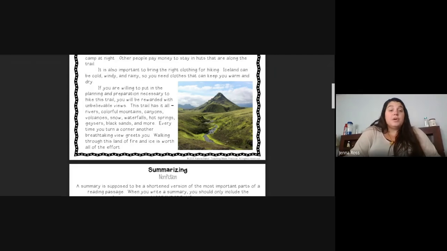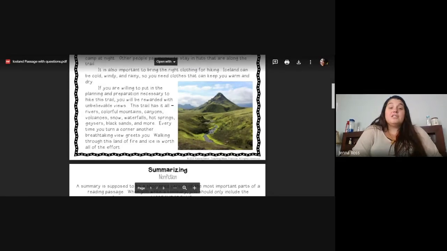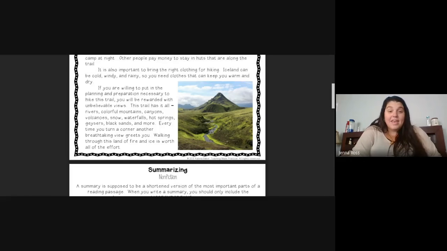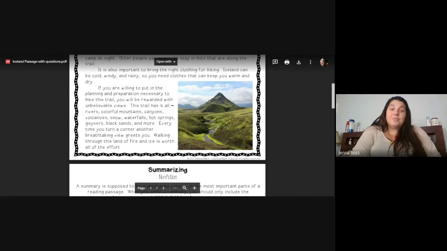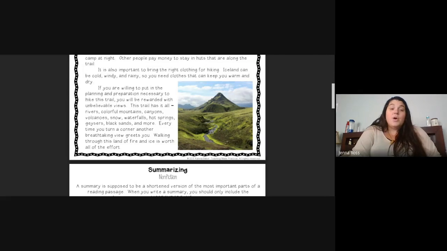If you are willing to put in the planning and preparation necessary to hike this trail, you will be rewarded with unbelievable views. The trail has it all: rivers, colorful mountains, canyons, volcanoes, snow, waterfalls, hot springs, geysers, black sands, and more. Every time you turn a corner, another breathtaking view greets you. Walking through this land of fire and ice is worth all of the effort.